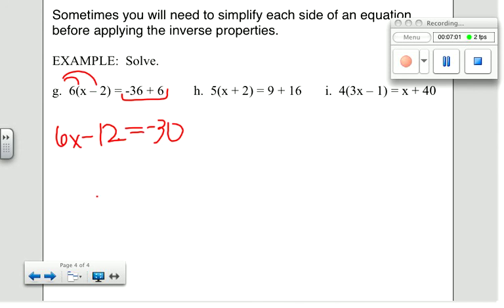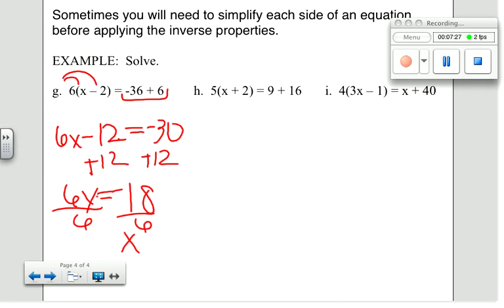Then you're going to solve. This is your basic two-stepper. Undo your subtraction by adding to both sides. So we have 6x equals negative 30 plus 12 is negative 18. Then divide both sides by that 6. Undo that multiplication. So we have x equals negative 3.